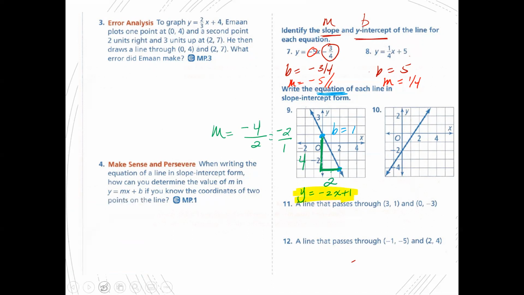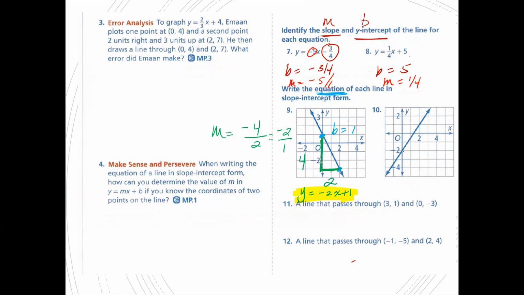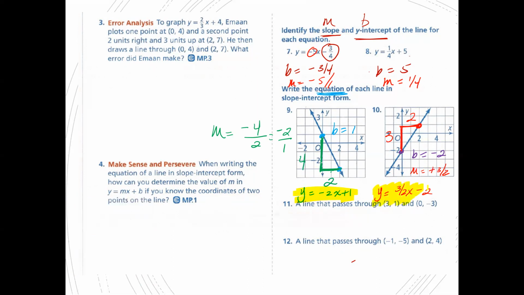Let's do the same thing with example 10. With example 10, your y-intercept is at -2. And your slope, and you want to pick 2 dots, is a positive slope because you're going up 1, 2, 3, and going over 2. So my slope here is going to be a positive 3/2. So therefore my equation is going to be y equals 3/2x minus 2. And that is your equation.